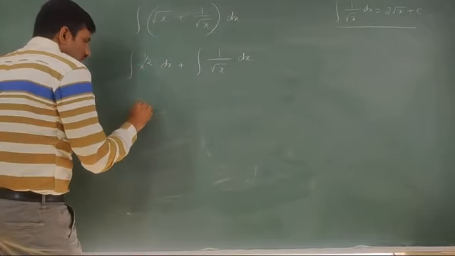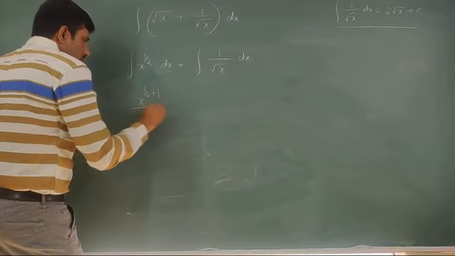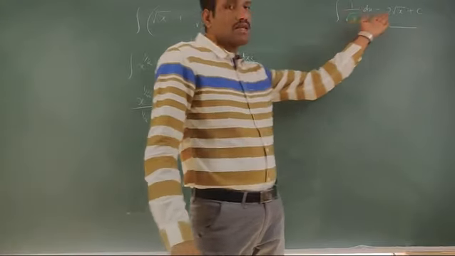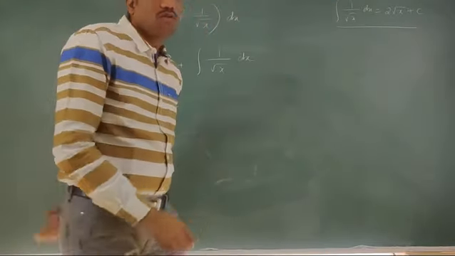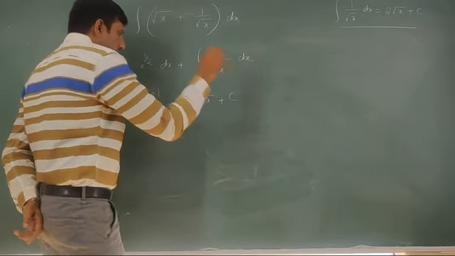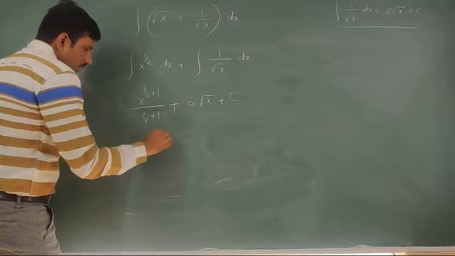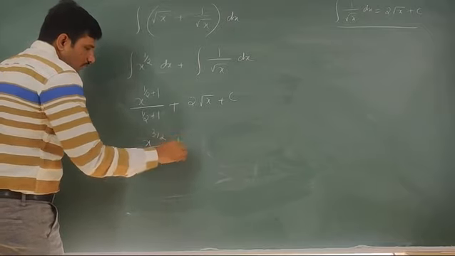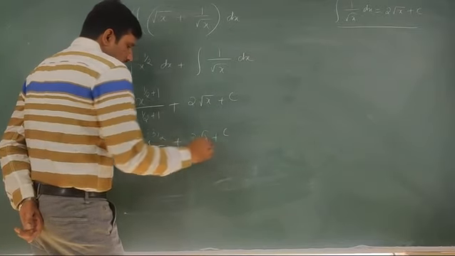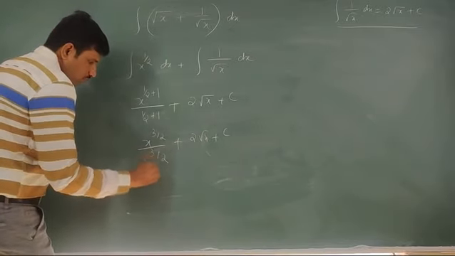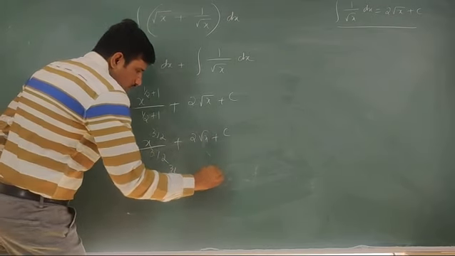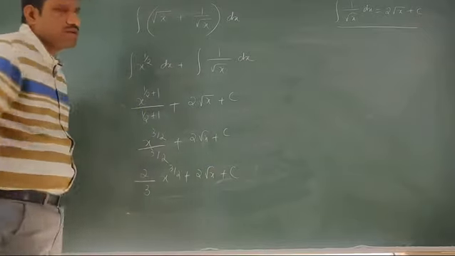What is integration of x raised to n? It is x raised to n plus 1 divided by n plus 1, plus integration of 1 by root x, which is 2 root x, plus c. So now it is x raised to 3 by 2 divided by 3 by 2, since 1 by 2 plus 1 is 3 by 2, plus 2 root x plus c. Now this 2 will come to the numerator. That is 2 by 3 into x raised to 3 by 2 plus 2 root x plus c. This is the final answer.